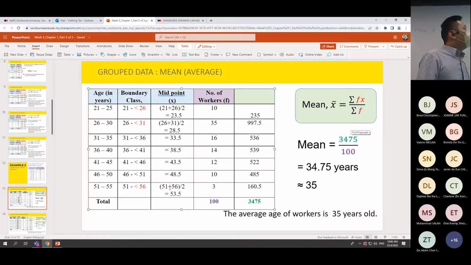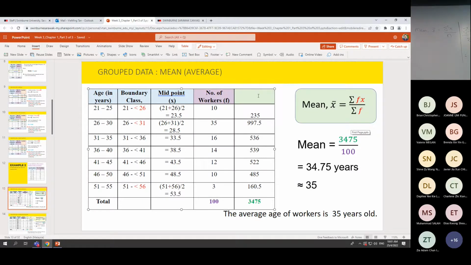In order to get the mean value, we can use the formula that we learned this morning, which is total fx divided by total f. How to get the total f value? Do I have the value for total f? Yes, the total frequency value is equal to 100. This 100 is 10 plus 35 plus 16 until 3. Altogether 100 of them. So this is your denominator for the mean value. The problem now is we don't have the fx value.